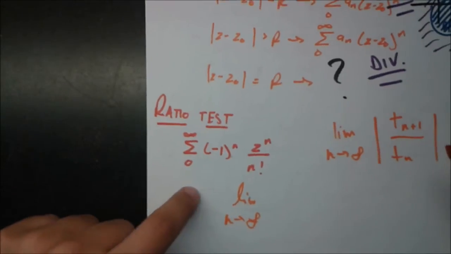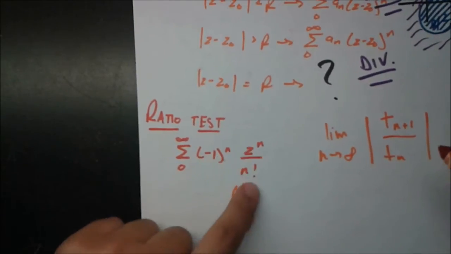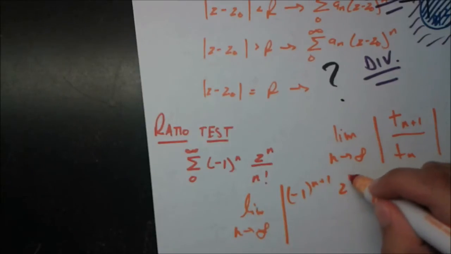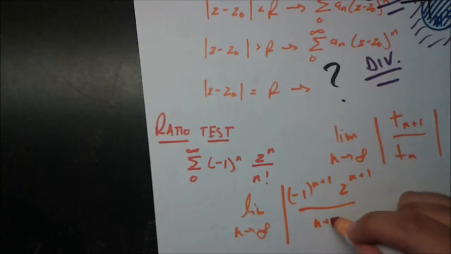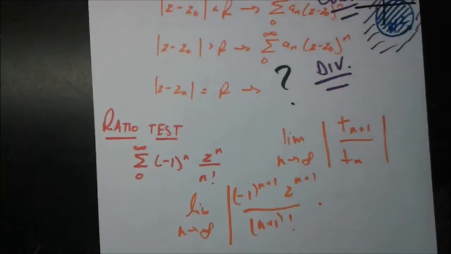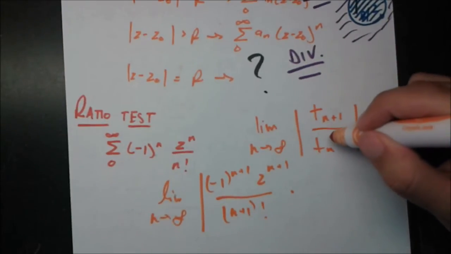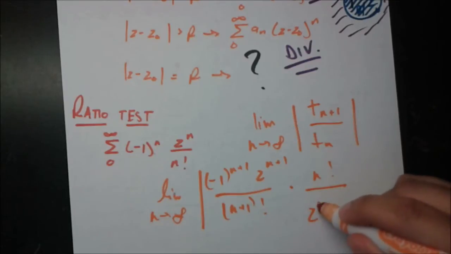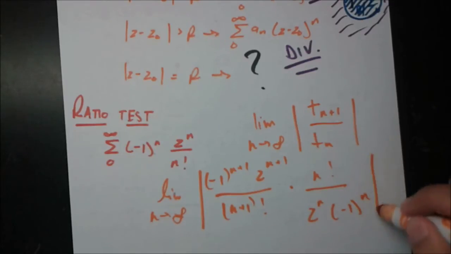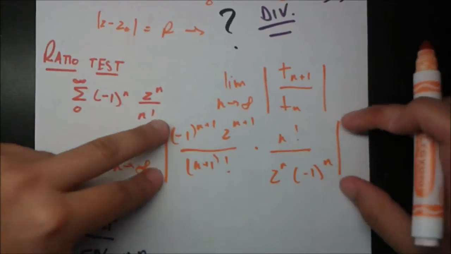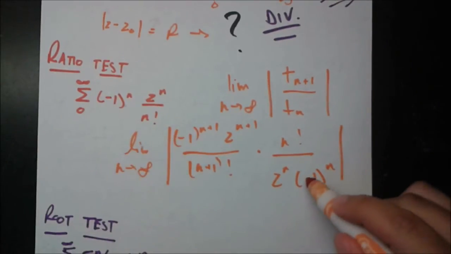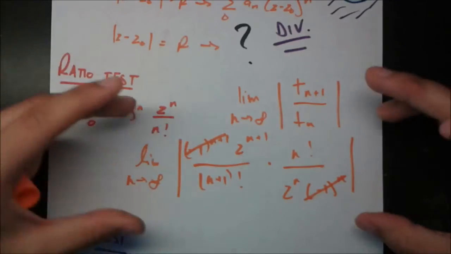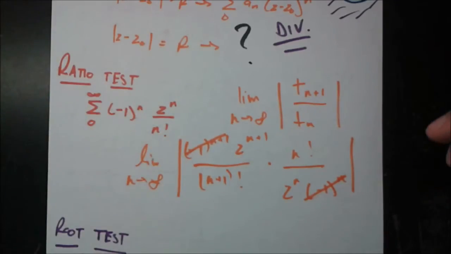So what is term n plus 1? That involves just putting n plus 1 everywhere I see an n. So it's going to be negative 1 to the n plus 1, z to the n plus 1, over n plus 1 factorial. And now I'm going to multiply by the reciprocal of the nth term. So that's going to be n factorial over z to the power of n, negative 1 to the n. Now, important to note, since this is an absolute value or modulus, everywhere you see a negative 1 to the power of n, or negative 1 to the power of n plus 1, that just cancels out because it's just going to be a positive or absolute value number.